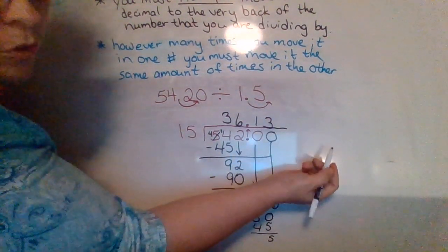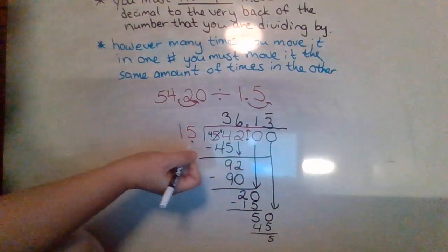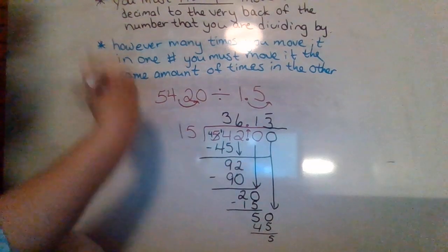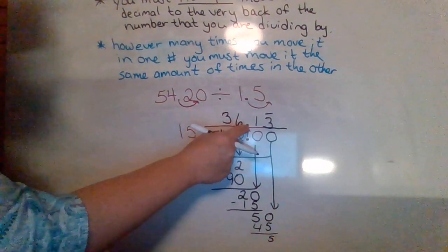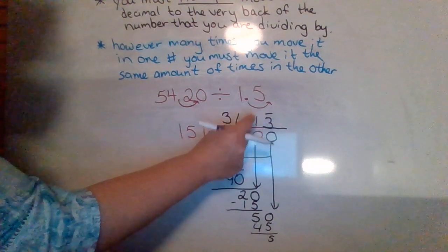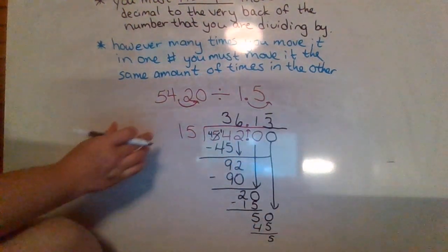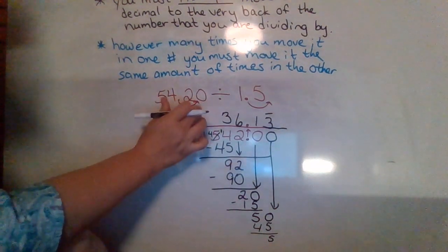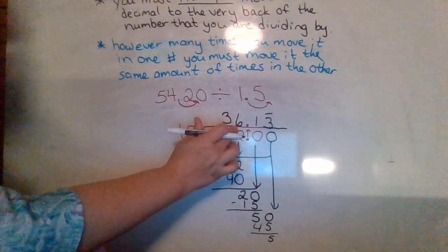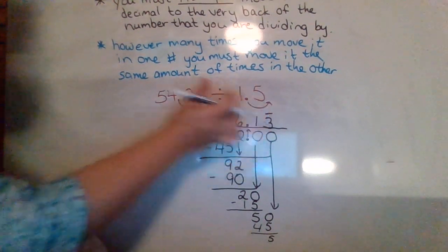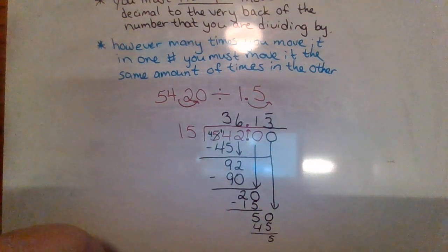So I don't know how many of you remember, but there's this little thing you can put. It's a bar. And that means that 3 is going to keep going over and over again. So your answer is 36.13, and that 3 is repeating. That's what that little mark means. Okay? So 54.20 divided by 1.5 is 36.13 repeating.